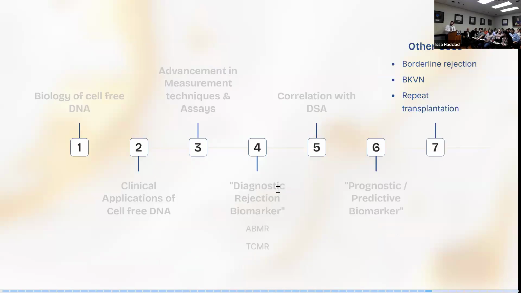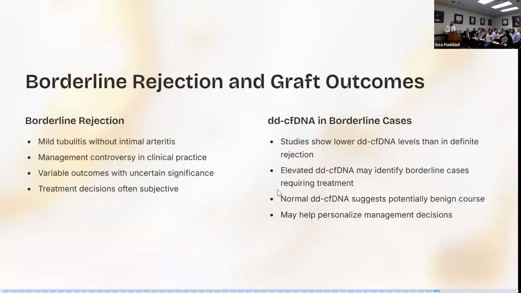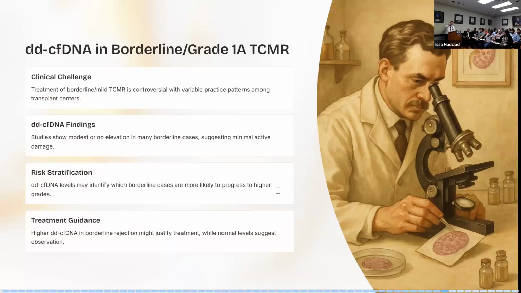Then, other just brief, 1 or 2 slides about each, talking about the uses that they have tried to see in borderline rejection, in BK virus-associated nephropathy and in repeat transplantation. Regarding borderline rejection, apologies, but yes, this is the slide that I wanted to share. Treatment of borderline, mild TCMR is controversial.